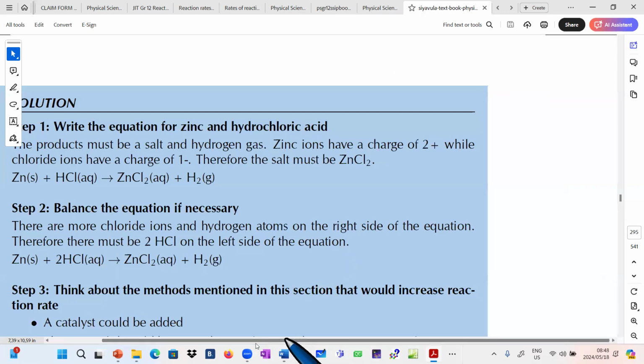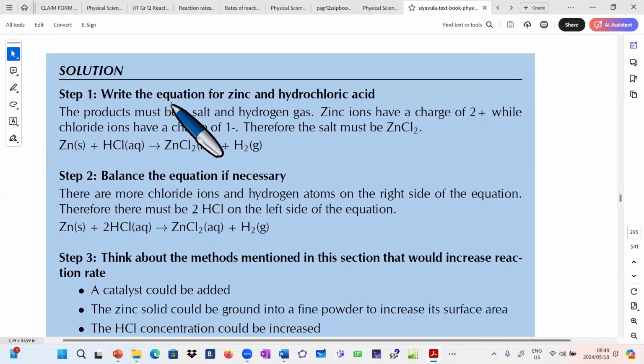Let's discuss the solutions. In the first step, we want to write the equation for zinc and hydrochloric acid. The products must be a salt and hydrogen gas. Zinc ions have a charge of 2+, while chloride ions have a charge of 1-. Therefore, the salt must be zinc chloride. So zinc solid plus HCl in aqueous state will form zinc chloride and hydrogen gas. If you react zinc as a solid and put it into aqueous HCl, hydrochloric acid, you have zinc chloride and hydrogen gas.